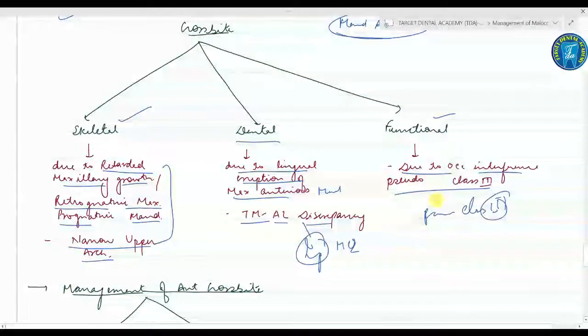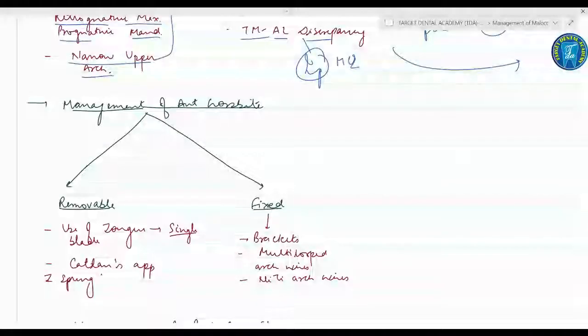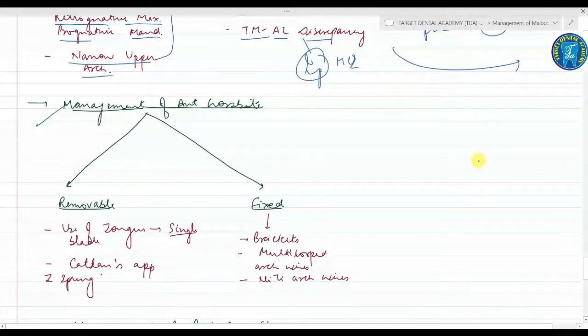In this, due to the presence of an occlusal interference, the patient brings his mandible in a forward direction during jaw closure. It is seen in pseudo class 3. So next is the management of the anterior crossbite by using removable appliances and fixed appliances. The removable appliances include the use of a tongue blade.